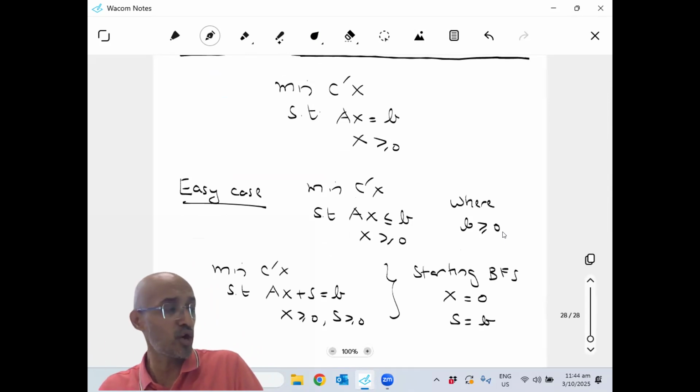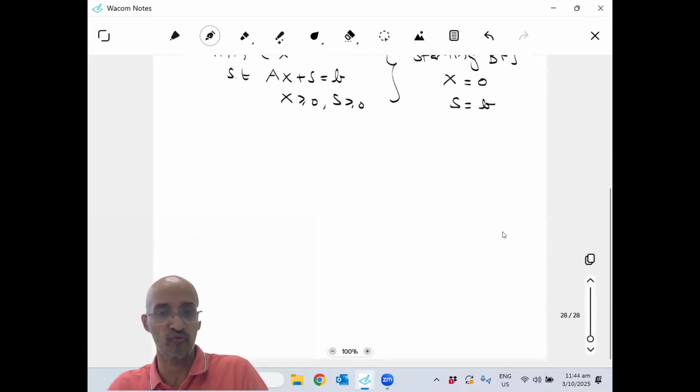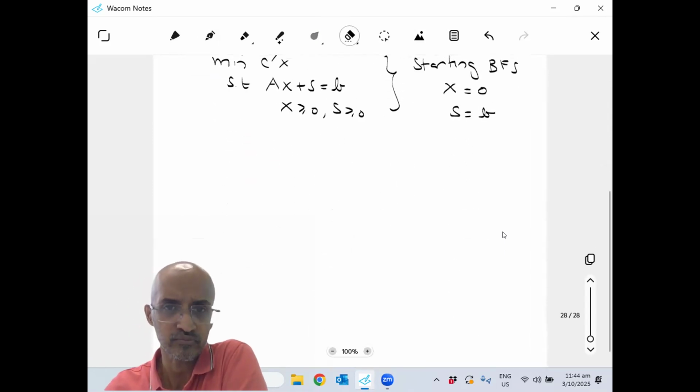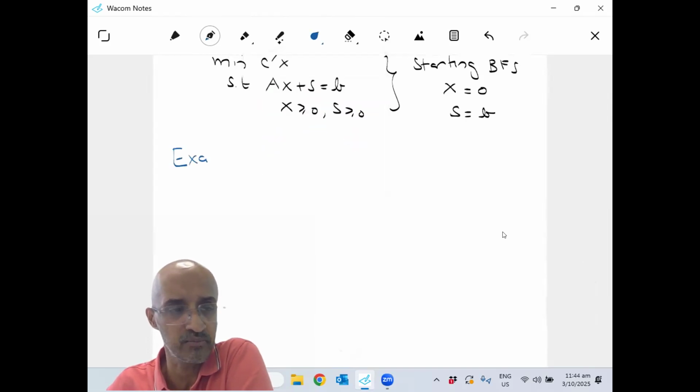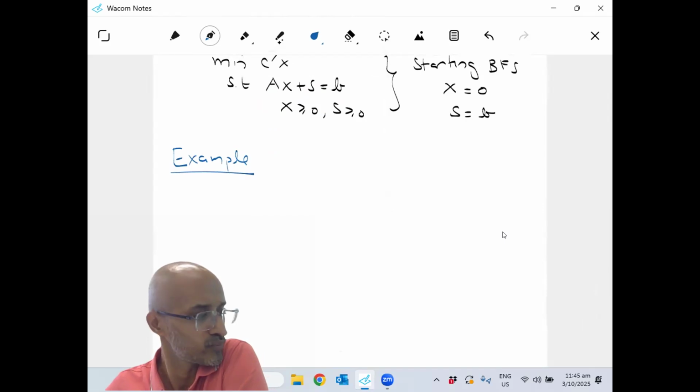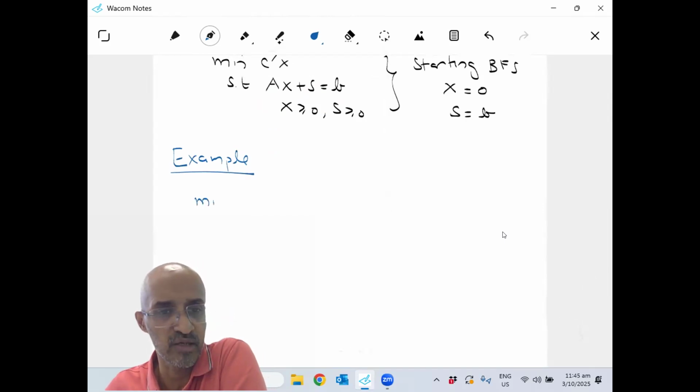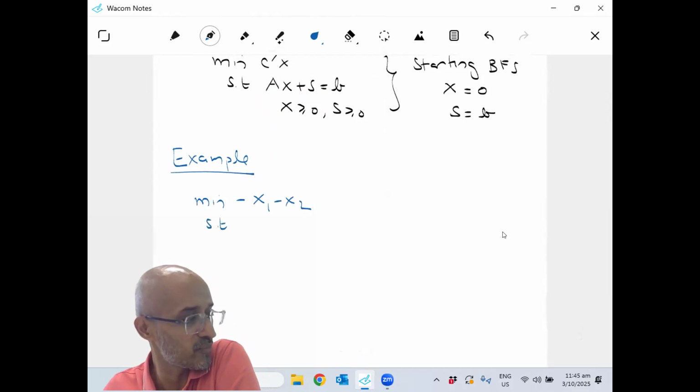The problem is not every LP is given in this form. LPs might be given in another form. So we'll take an example. Suppose my LP was not in this form. Suppose this is my example. Suppose I wanted to minimize minus x1 minus x2. Of course, I'm keeping the example fairly simple.